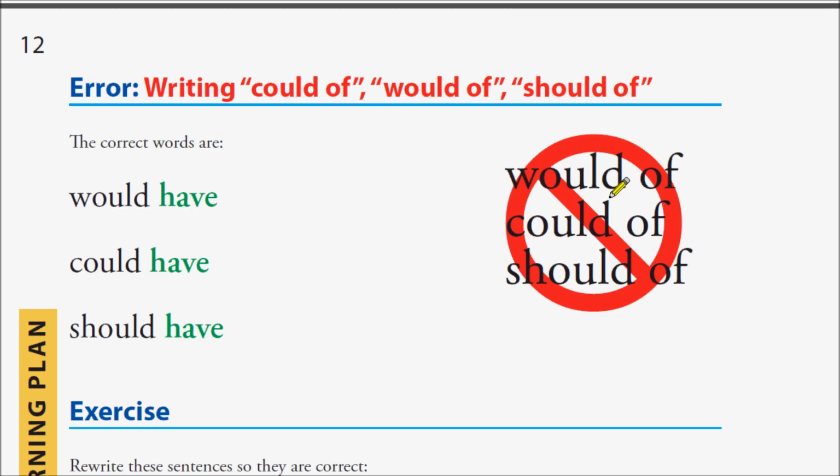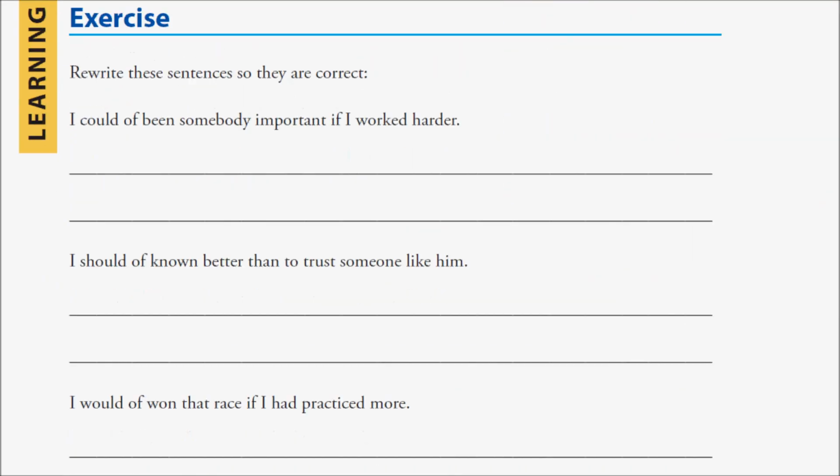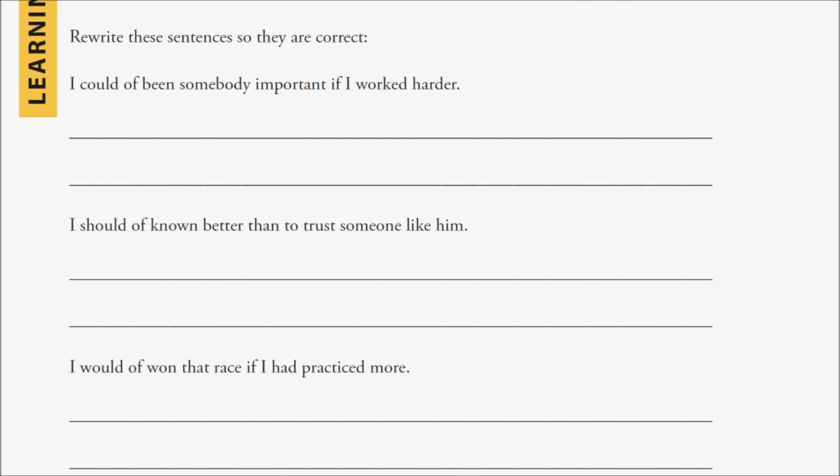Don't ever write "would of," "could of," or "should of." Always "have." I mean, it's just the way it is. I know it may surprise some of you because you see this all the time. Every time you see it, it's wrong. It's would have, could have, and should have. Just remember that, and just rewrite these sentences so they're correct.